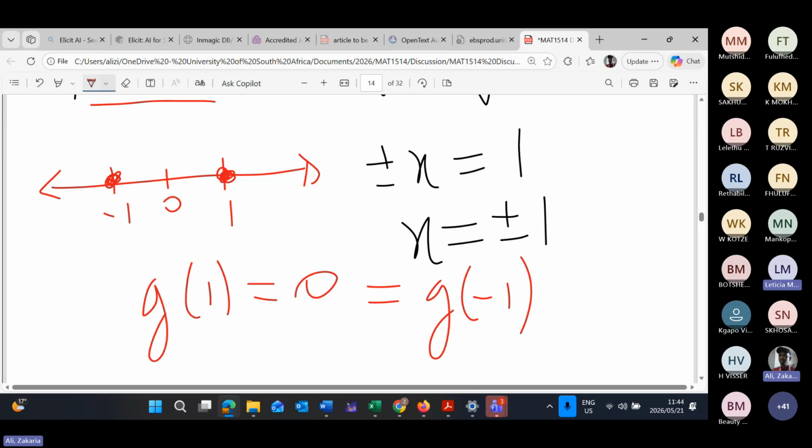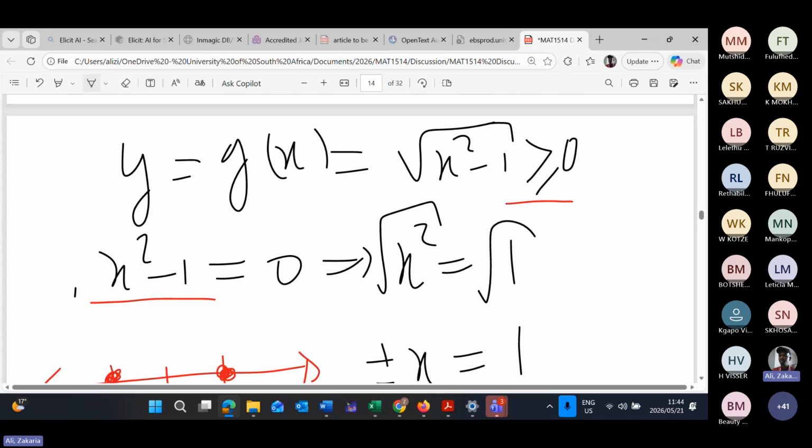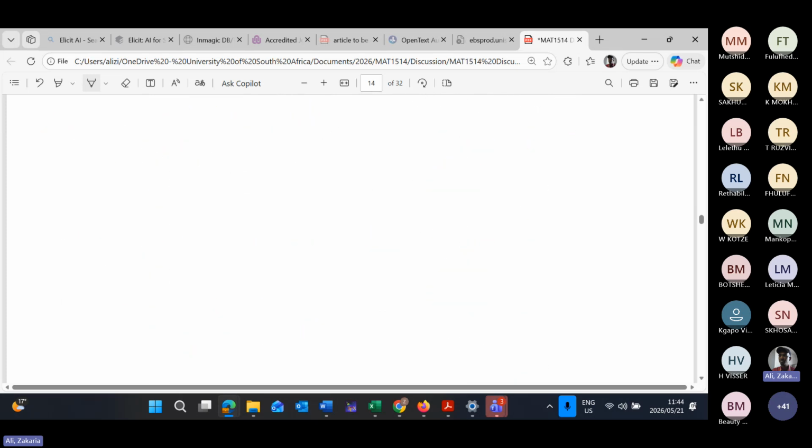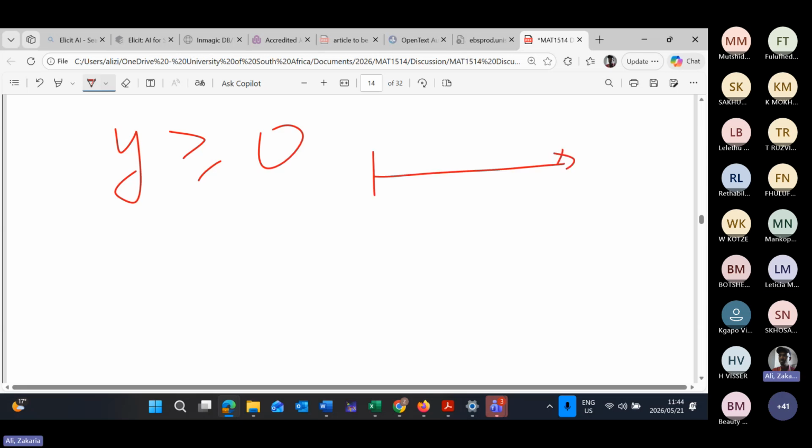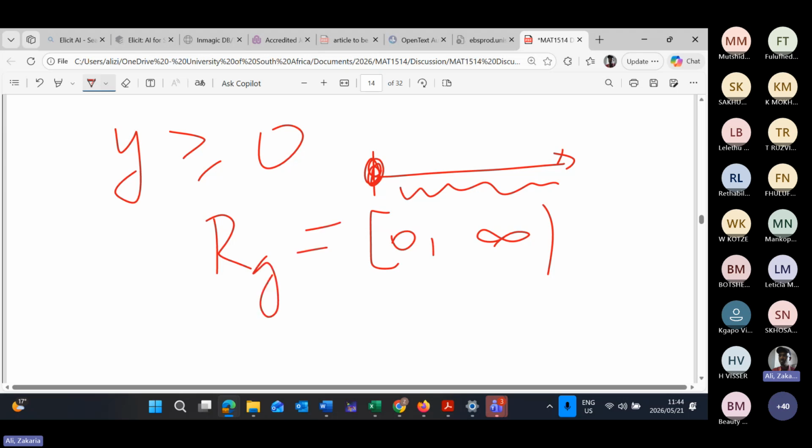The moment I get g of 1 is 0, g of minus 1 is 0, I come here to confirm this greater or equal to 0. Why greater or equal to 0 means the range. That is automatically the range. I wanted to check if the range will include 0 or it will exclude 0. So then our range is y greater or equal to 0. So it means that all the positive y values from 0 going onward, that is all our range. So that becomes from 0 up to where? Up to infinity. So our range for g is 0 up to infinity.